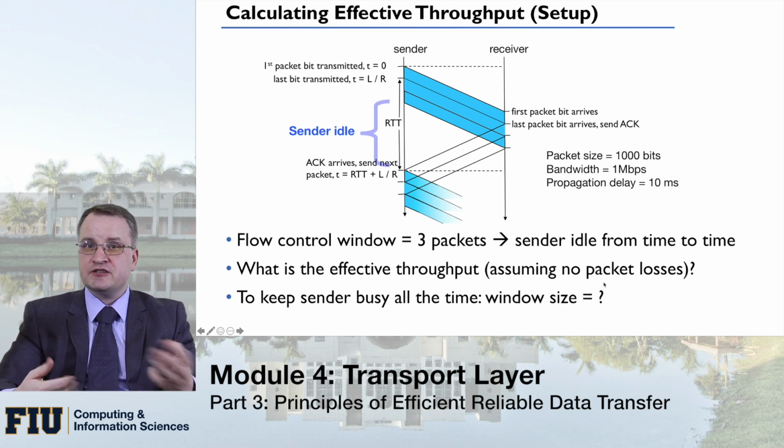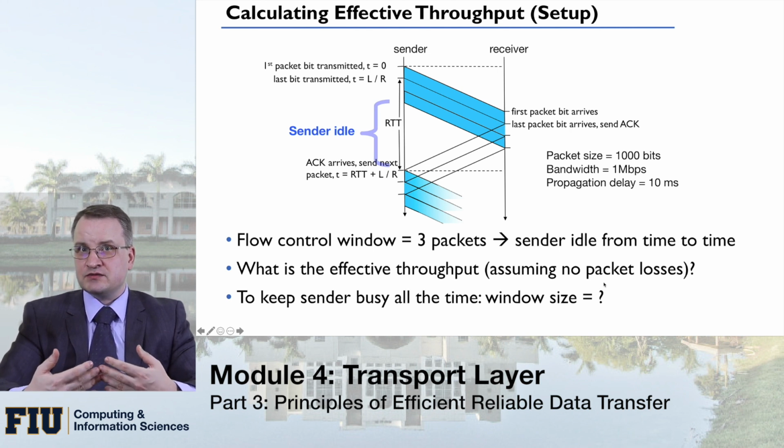Not the efficiency or utilization as we calculated last time, but rather what would be the effective throughput in this specific case. Effective throughput is, on average, how much data we can push through. And you can assume the header size is 0 in this case. The other question, which is kind of inverse, is what would be the window size that corresponds to full utilization, to make sure that you use all of this 1 megabit per second link.